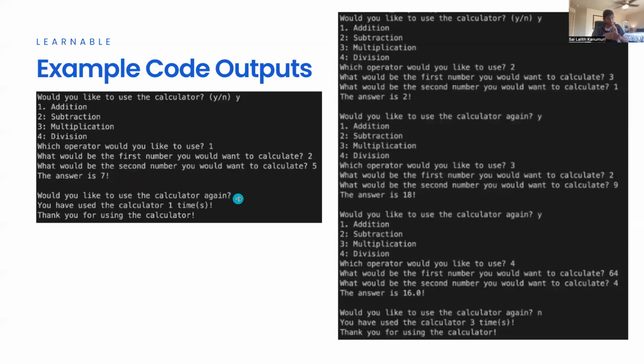Then would you like to use a calculator again? Yes or no? If it's no, it prints that you have used the calculator 1 times, and thank you for using the calculator. So you see here, you have used the calculator 1 times. This keeps track of how many times you used the calculator.